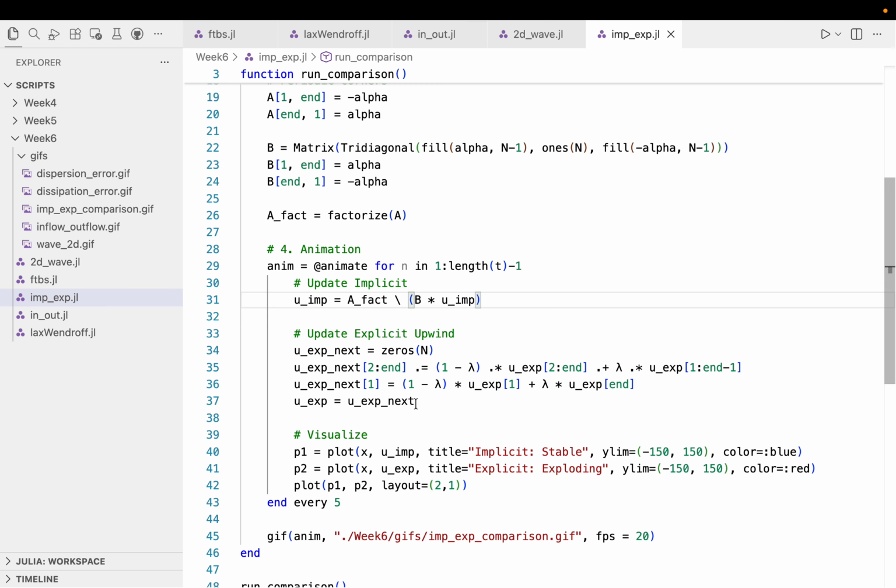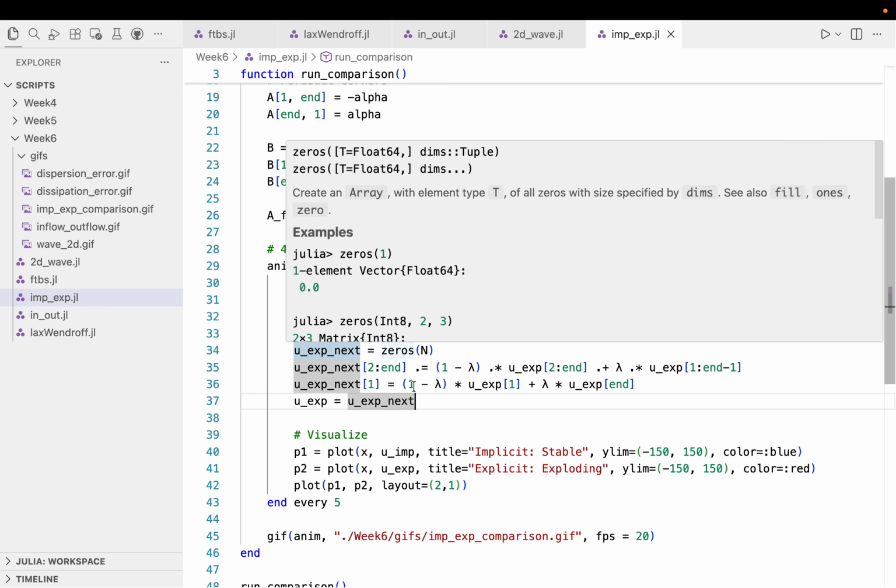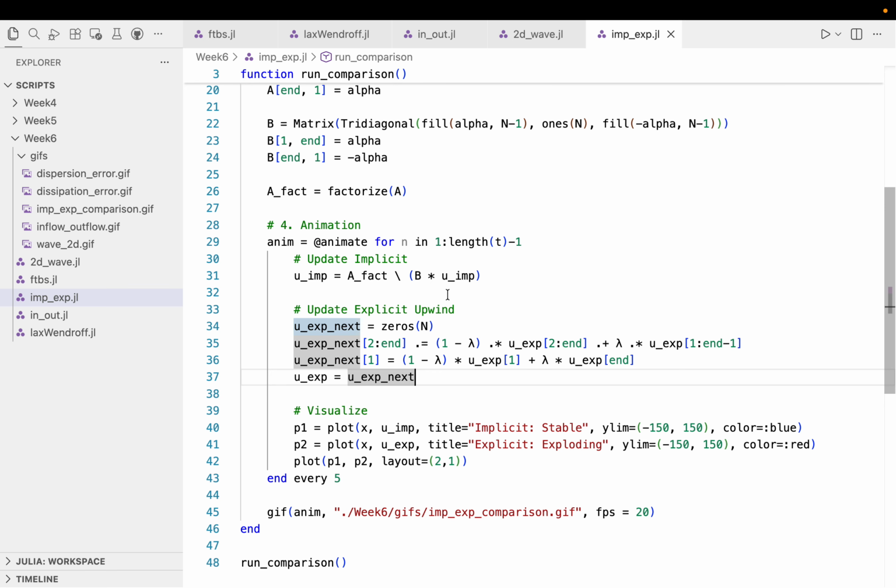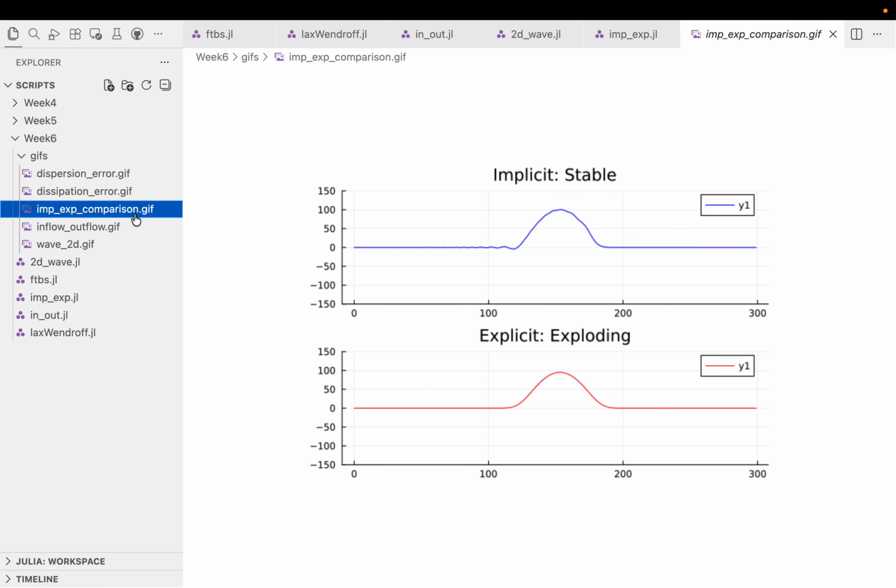Explicit we discussed just now. So this is the upwind scheme, 1 minus lambda times u at n, and this is i minus 1. The backward space, forward time. Implicit, you just do the A inverse kind of thing. So it's basically not A inverse. You use some iterative solver internally. So this is a direct solver. This method actually does a direct solver, and then we visualize both of these together, implicit and explicit, and show that here.